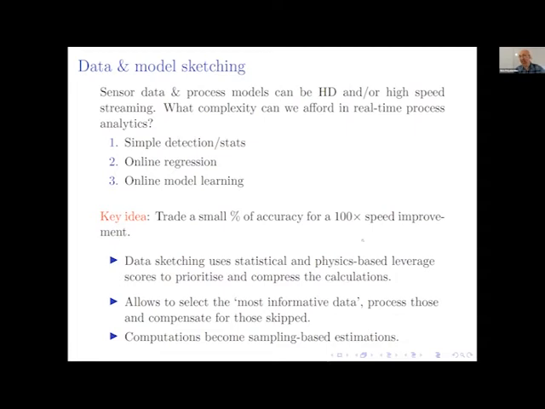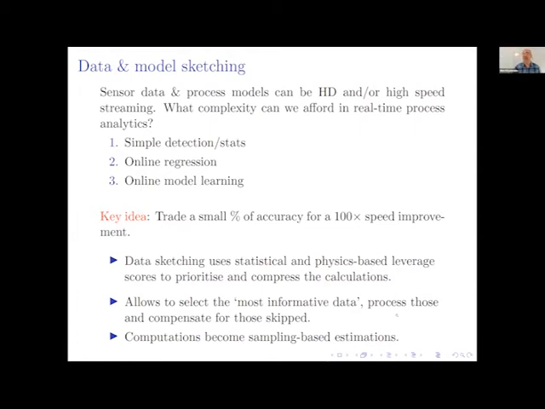So how does it happen? Again, I'm not going to give you the detail, but overall, data sketching uses some criteria, which we call statistical or physics-based leverage scores, to prioritize which data are the most informative. Now you might be thinking, but how does it know before processing the data if the data are informative? So there is a way to do it, and this is reminiscent of the intuition of somebody who looks for which data are going to be the more informative. In the case that I've talked about before, sometimes you know the physics that correspond to the data, and that can drive you. Sometimes you have statistics.